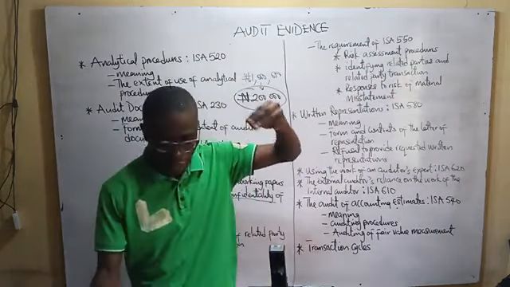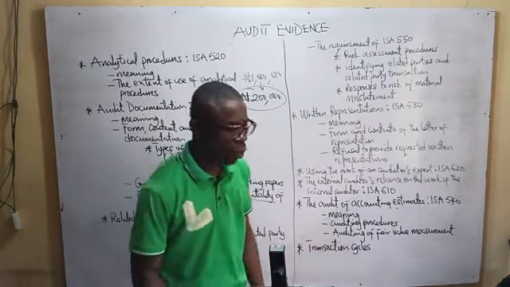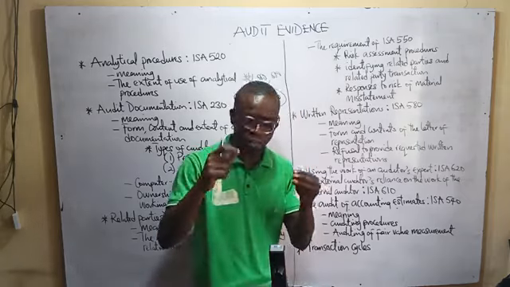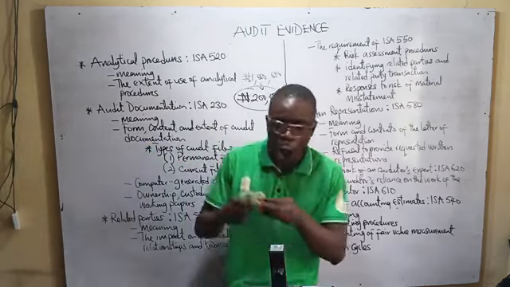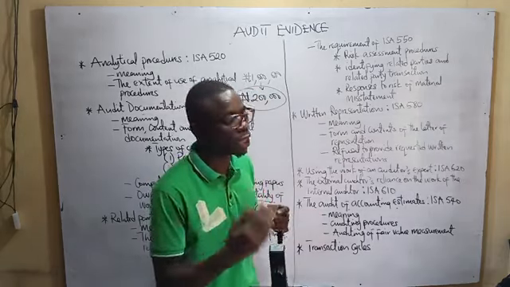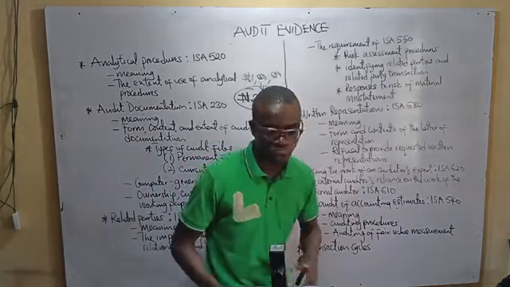We need to obtain an understanding of the internal control in operation. Are you getting what I'm saying? We need to consider the internal control in operation. What are the internal control systems that the management has put in place to identify or account for or disclose material mistakes? I say material, to account for related party transactions.